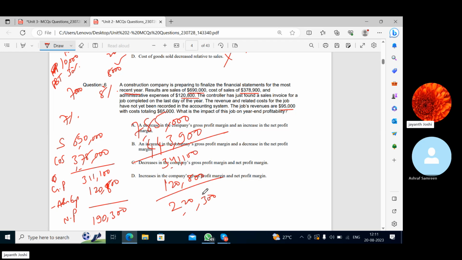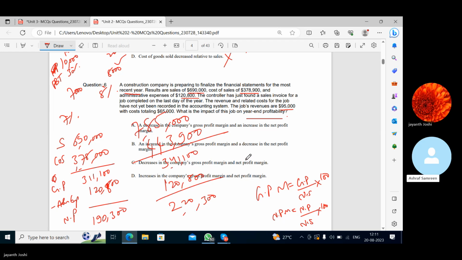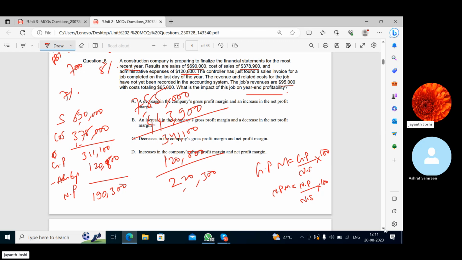Now let us see what they are saying. What's the impact of this job on year-end profitability? Decrease in company's gross profit margin, increase in net profit margin. I think now you know what to do. You need to find gross profit margin, that is gross profit by net sales into 100. You need to find net profit margin, net profit by net sales into 100. After finding this, you may get an answer to your questions, correct? Come on, I'm waiting, you can do this.